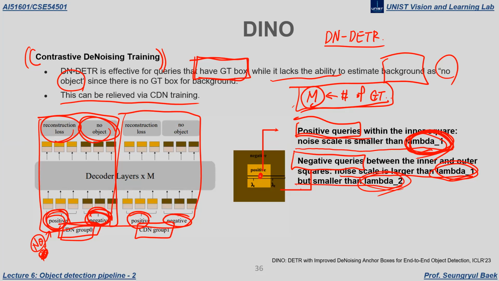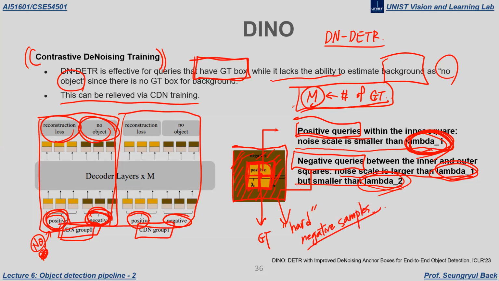So this is the ground truth. These yellow ones are positive. Their noise scale is less than lambda 1, so they are called positive samples. But if the samples' noise is larger than lambda 1 but less than lambda 2, they are far from the ground truth, right? But they are not that far from the ground truth. So this is actually a hard negative sample.